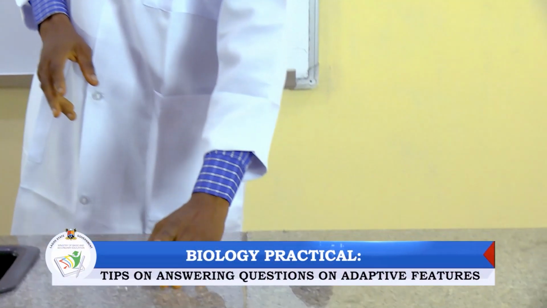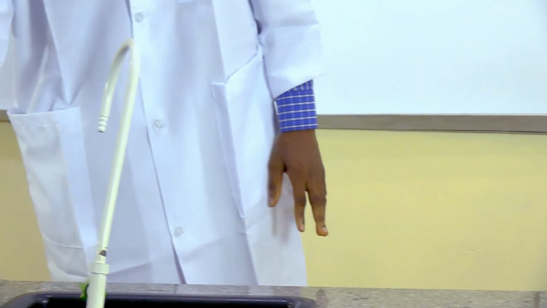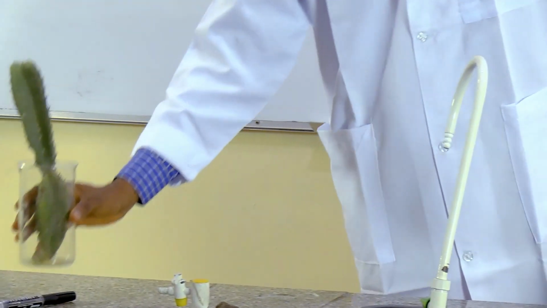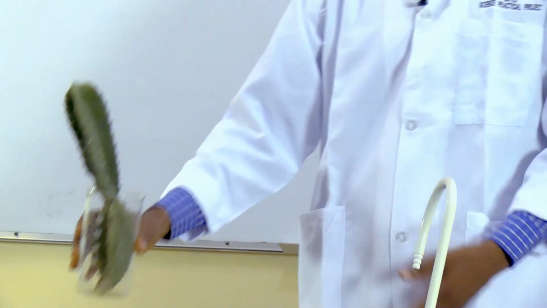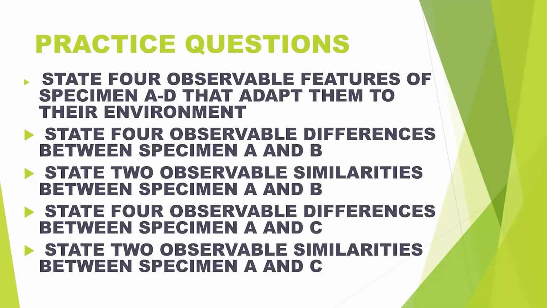My specimen B is a rat. My specimen C is a toad. And my specimen D is a cactus plant. So the first practice question is to state 4 observable structural features of each of these organisms that enable them to live successfully in their habitat.